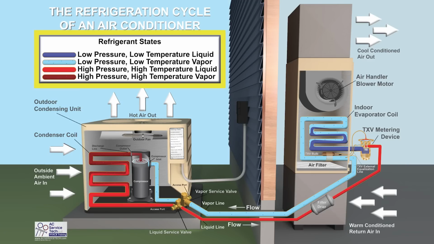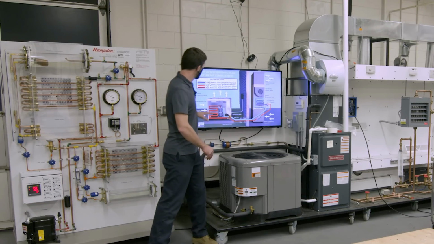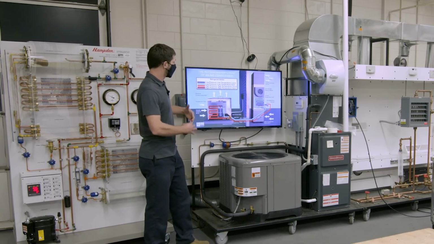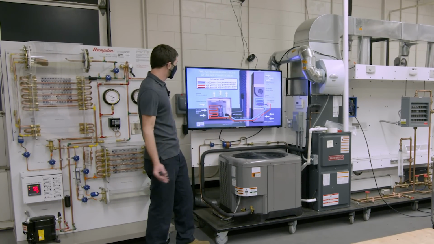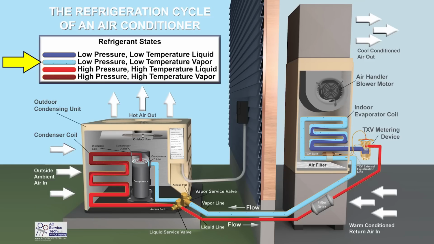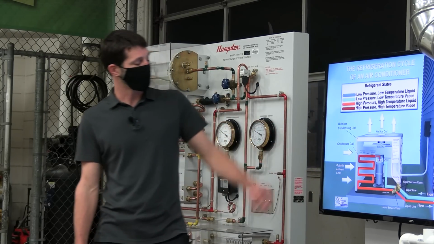Right up here, you have your refrigerant states. You have your low pressure, low temperature liquid, indicated by your dark blue color. This is while the system is running, and it's been running for, say, 15 minutes. You have your low pressure, low temperature vapor, which is your light blue color with little dots. You see the high pressure, high temperature liquid, which is the light red, and the dark red is the high temperature vapor, where it exits the compressor.